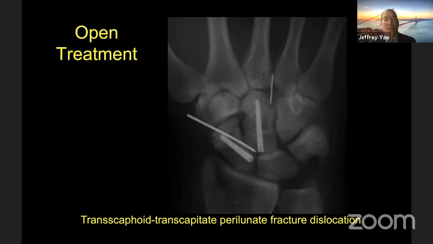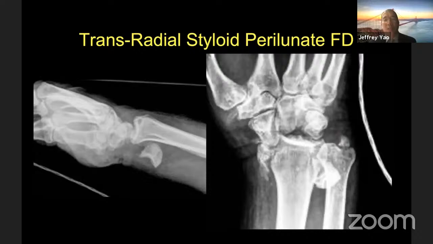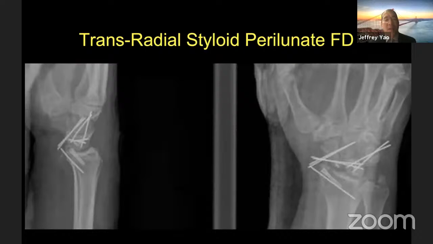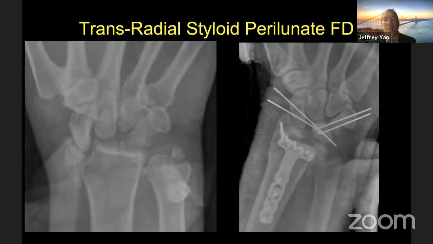You can have all different variants. Here's a trans-radial styloid perilunate with a complete dislocation of the lunate, treated with radial styloid fixation, reducing the lunate and pinning everything. Again, the lunate being the keystone. Here's another trans-radial styloid perilunate. So you could see multiple different fracture patterns that you'll often encounter.